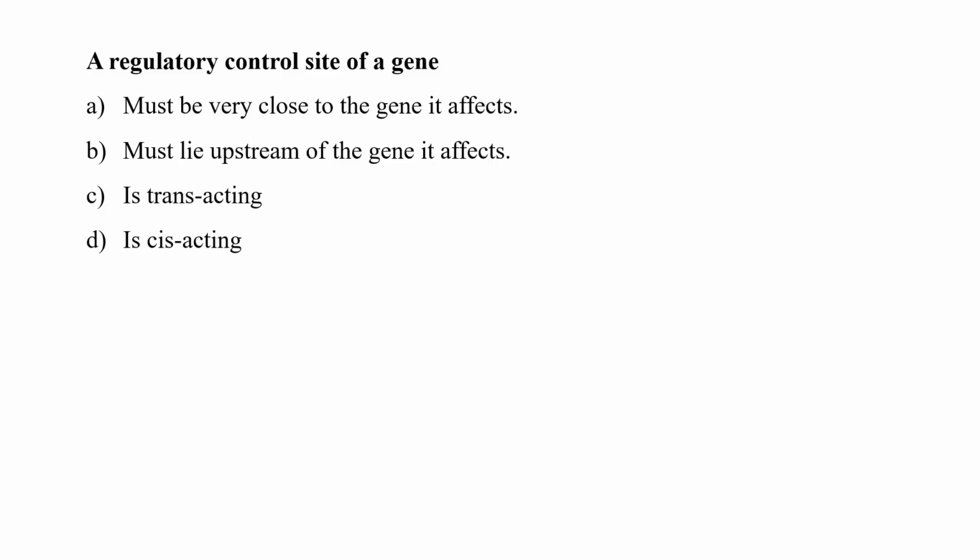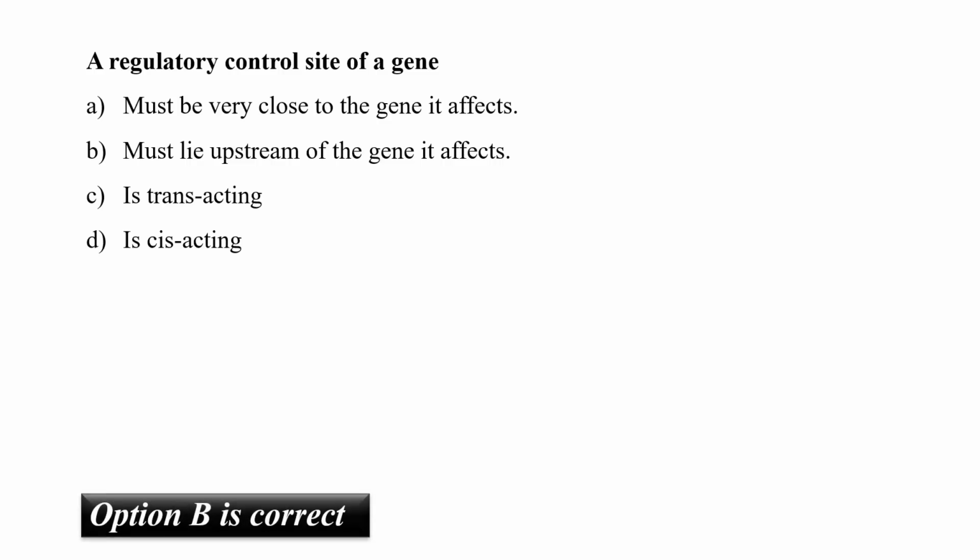A regulatory control site of a gene must be very close to the gene it affects, must lie upstream of the gene it affects, is trans-acting, or is cis-acting. Regulatory genes are generally involved in controlling the expression of one or more genes. Such sequences can be located within, adjacent to, or far away from the genes which are regulated. More often, these regulatory sequences are present upstream, or 5' end, to the start of the regulated gene. So, option B would be the closest to correct.